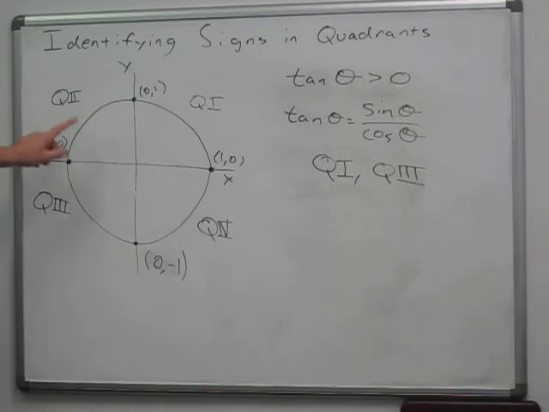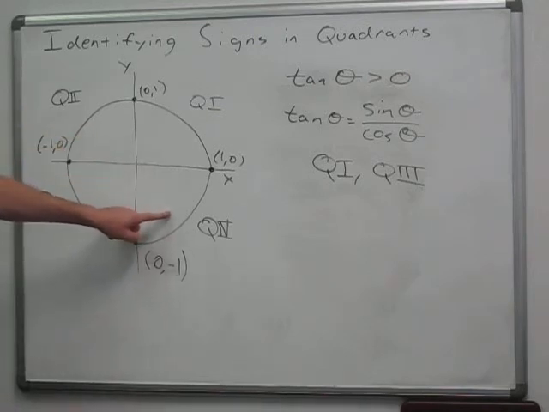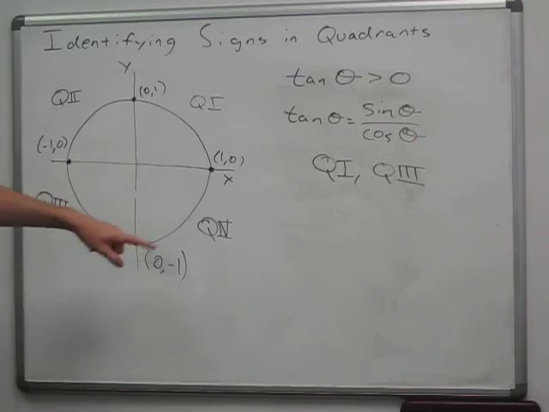Okay. In quadrant 2 and quadrant 4, the x and y coordinates have different signs, so in these two quadrants, tangent of theta will be negative. Okay. And we can work with the other 3 trig functions, just looking at the positive or negative nature of sine and cosine.